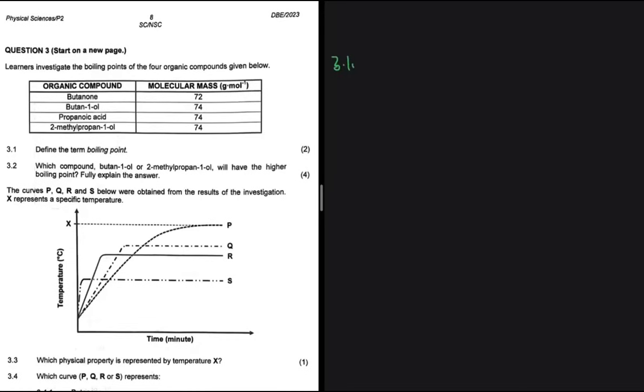It is the temperature at which the vapor pressure is equal to the atmospheric pressure. That's what we refer to as the boiling point, right? It is not the temperature where liquid turns into gas. No, we don't say that anymore.